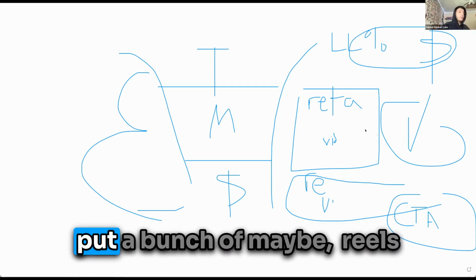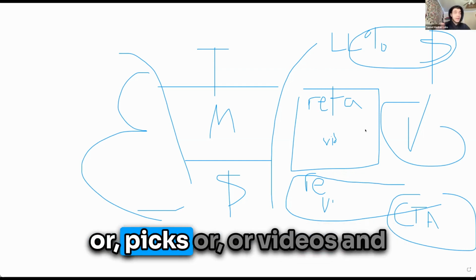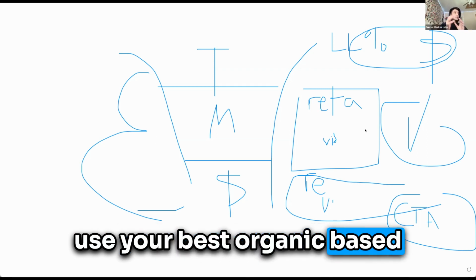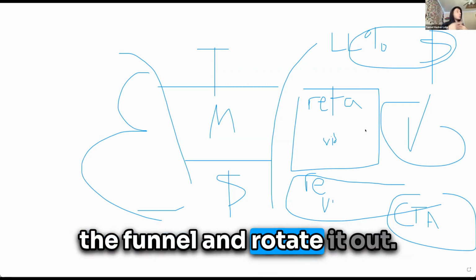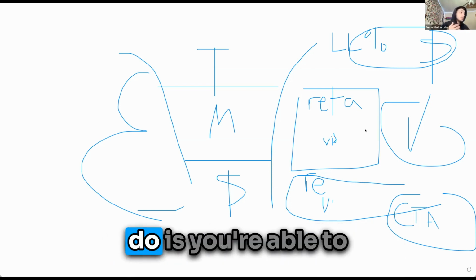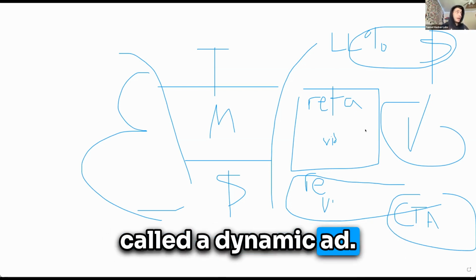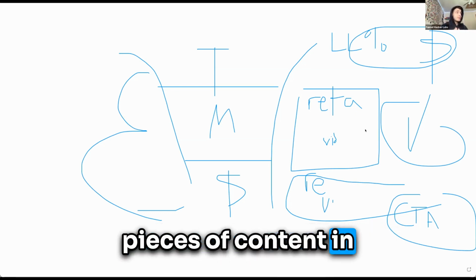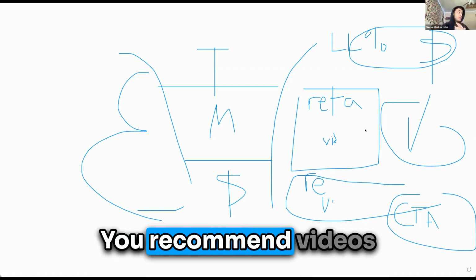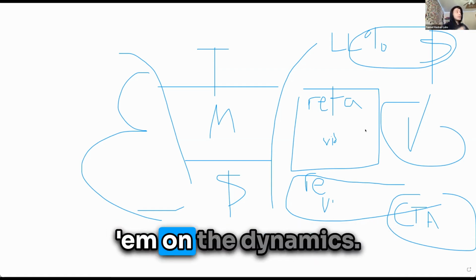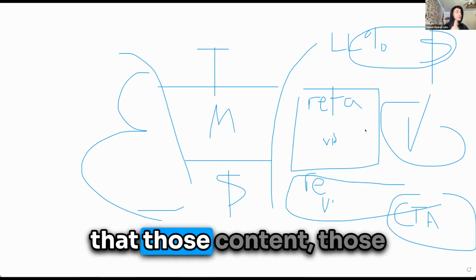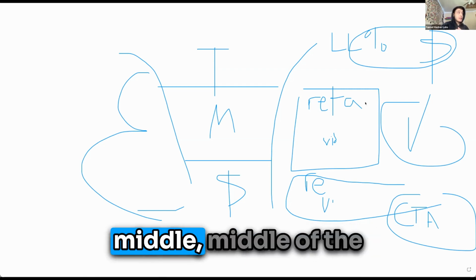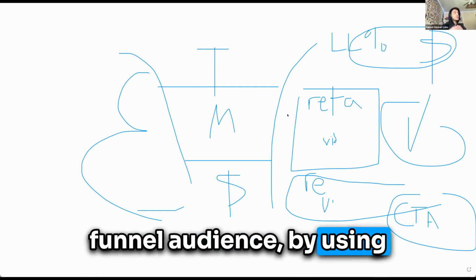So we recommend that you put a bunch of reels, pics, or videos, use your best organic content in the middle of the funnel, and rotate it out. You're also able to create something called a dynamic ad. With a dynamic ad, you can put up to 8 different pieces of content, either pictures or videos. We recommend videos. It rotates those reels out to that specific middle-of-the-funnel audience.